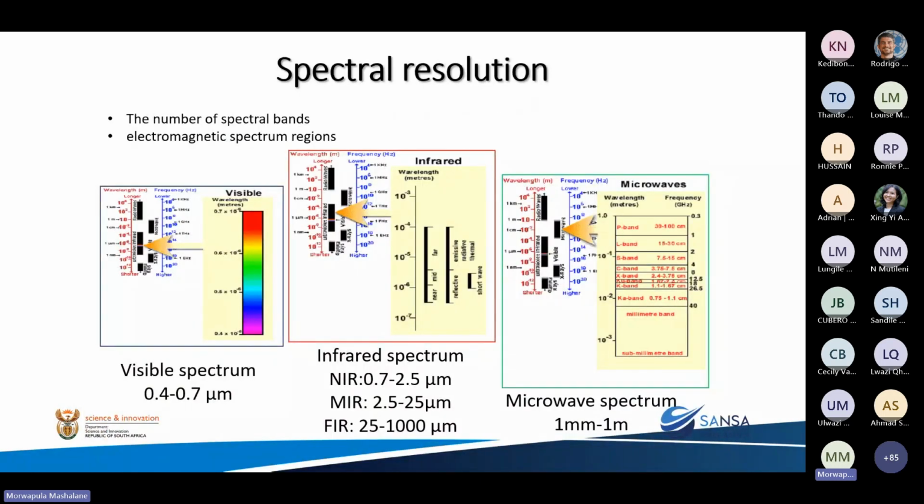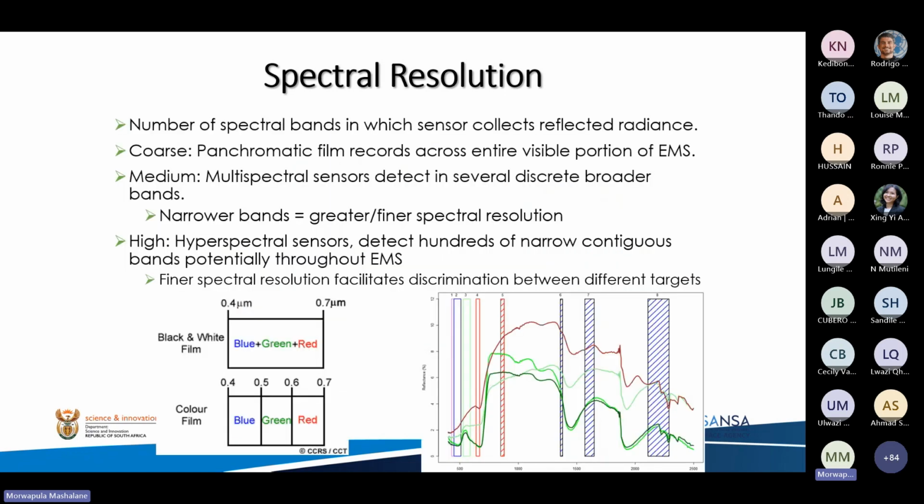And then spectral resolution tells you about the different spectral bands. From the electromagnetic spectrum, we have the visible portion, and from there we look at how many bands a particular sensor is able to capture. For an example, within the visible portion, which ranges from 0.4 to 0.7 micrometers, there are finer bands divided into band 1, band 2, band 3, band 4. That tells you about the spectral resolution. Within the infrared region as well, you have the near infrared, the middle infrared, and the far infrared, which is also an example of spectral resolution. So it tells you about the number of spectral bands in which a sensor collects reflected radiance.